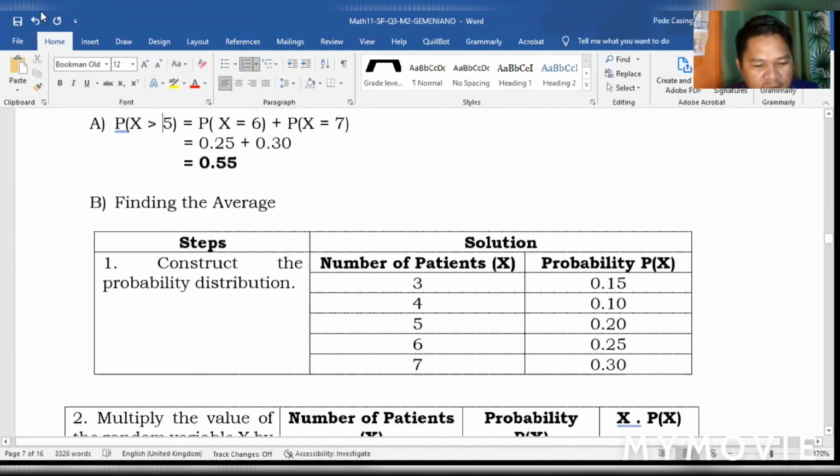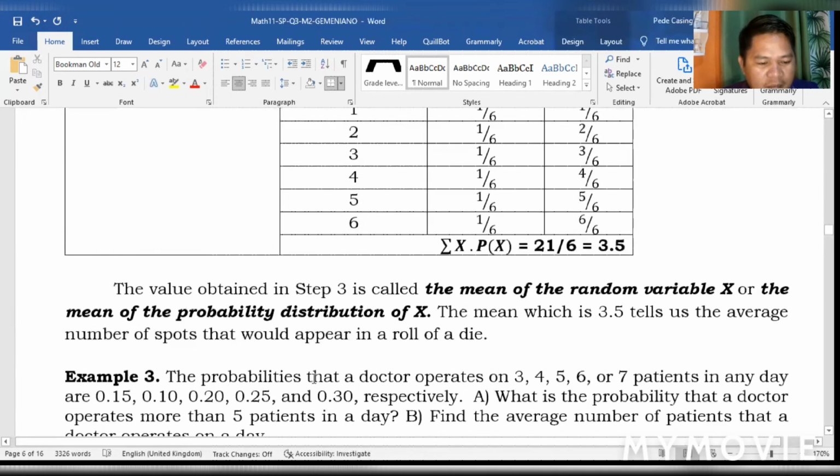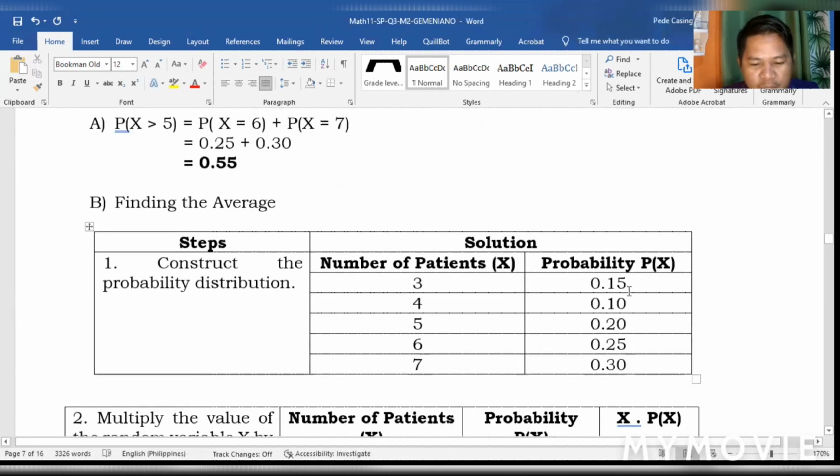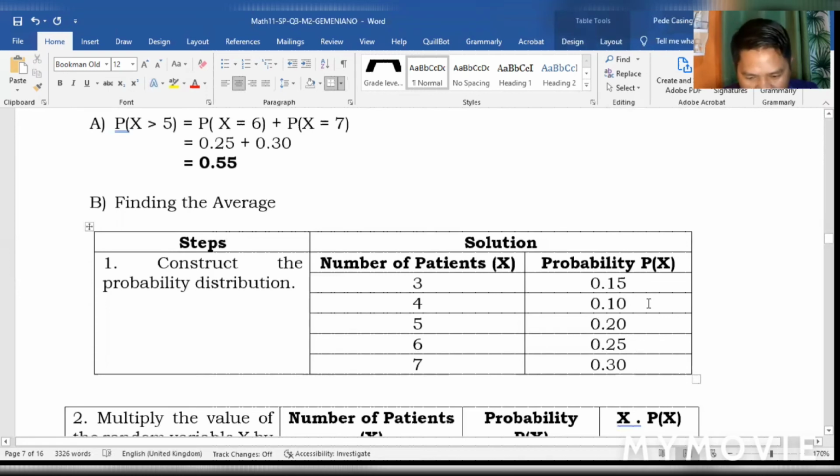Letter B, finding the average. Steps, construct the probability distribution. So you have the solution, number of patients 3, 4, 5, 6, 7. This is from the given above. Then you copy the probabilities. We have 0.15, 0.10, 0.20, 0.25, 0.30.